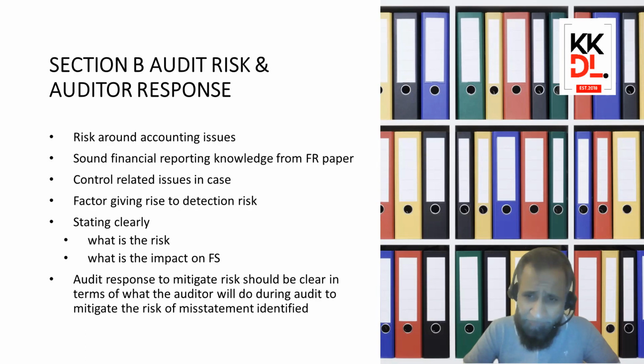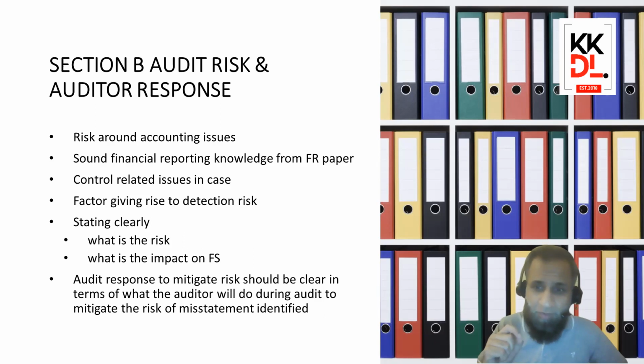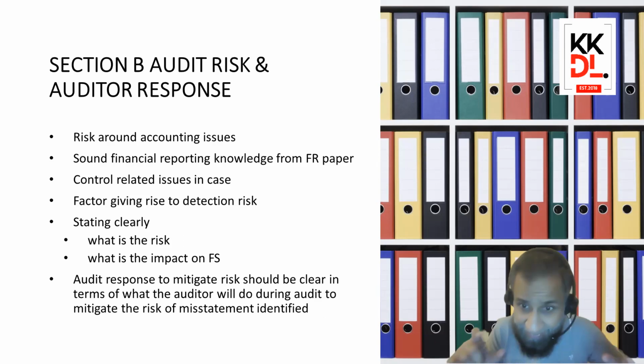Stating clearly what is the risk. A lot of times the students identify the risk very well, but when it gets down to explaining what the risk is, they struggle. For example, you say, this could result in wrong classification. Now, this is the statement of risk. This could result in early recognition of revenue. This is the risk statement.